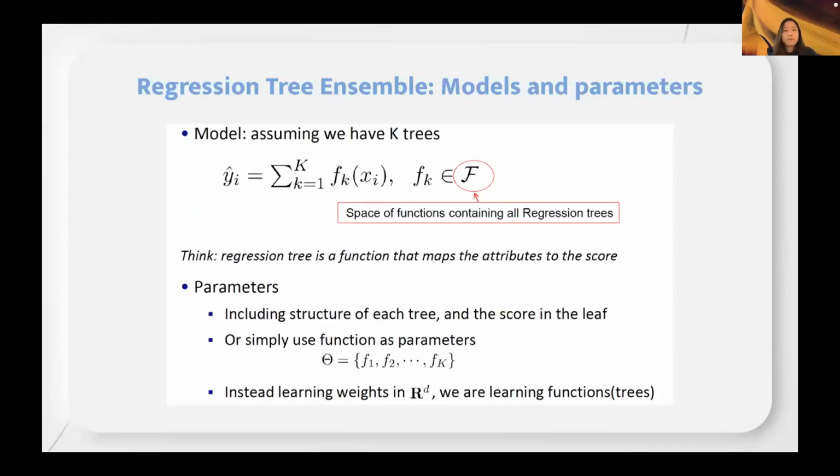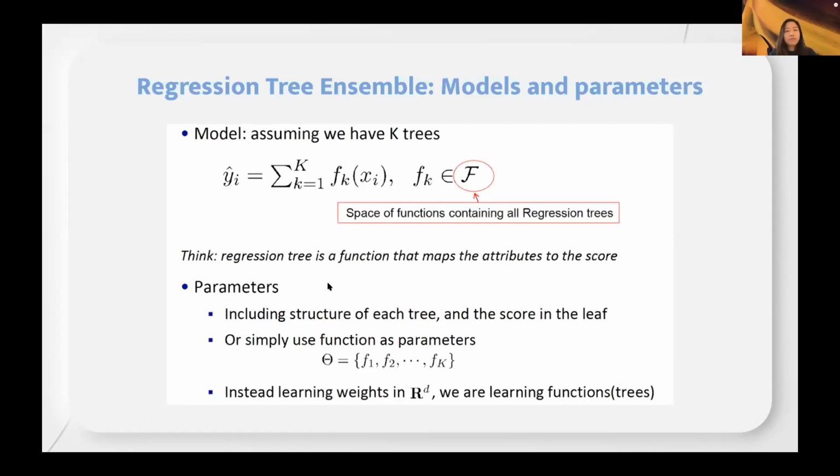And now, since we have an example of regression trees, we are looking at y hat as the summation of the scores for this data point regressed from each of the trees. So we can say that f sub k is from a space of functions containing all possible regression trees. We're summing them up together for each of the scores for this data point, and then getting the yi hat, which is the prediction for this data point. So we can think of a regression tree as a function that maps the attributes to the score, and then we're just summing up the functions' scores.